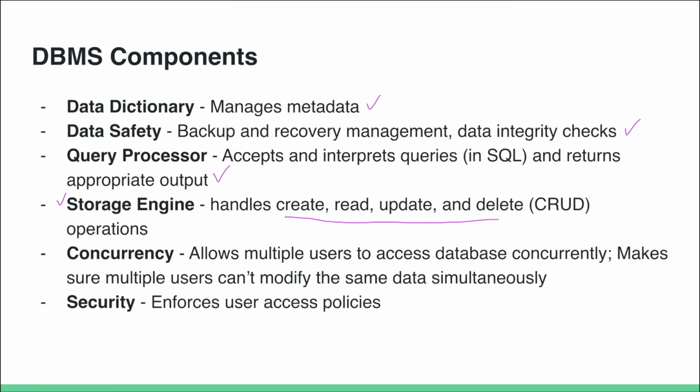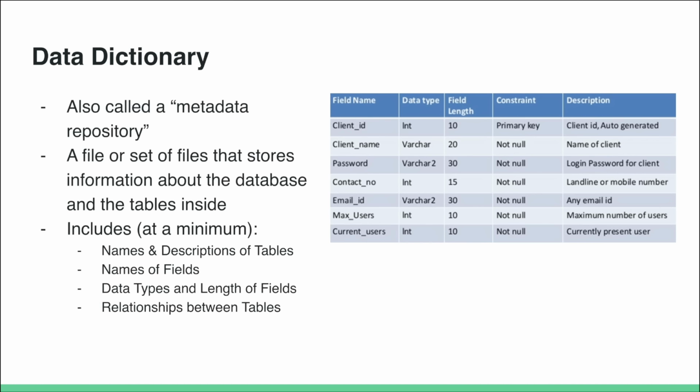A DBMS also allows for concurrency. That means we can have multiple users accessing databases and making changes at the same time without colliding with each other. And then finally, there are security features which enforce user access policies. Basically what that means is that we have features that allow us to control which users can access what part of the database and who can make changes to the database. Now, we're going to go into some of the concepts presented here that involve database management systems in a bit more detail.